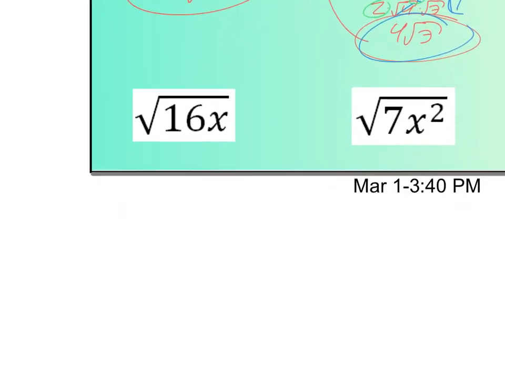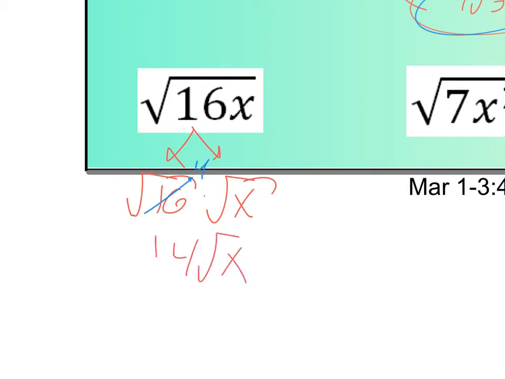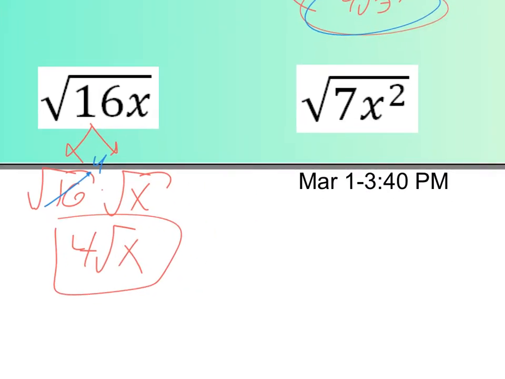Okay, moving along to now some of the problems below that with a variable involved. Still the same idea, right? 16 times x just means that's multiplied together. So I can break this apart into the square root of 16 times the square root of x. And again, nice enough, square root of 16 is 4. So now I can write this as 4 square root of x as my final answer.